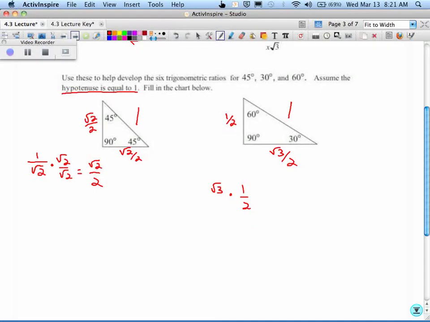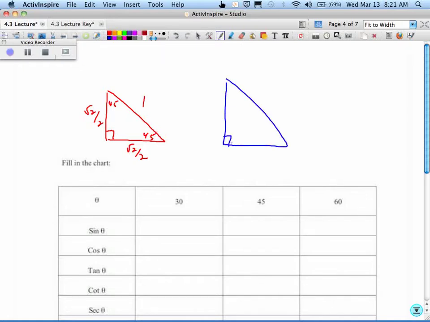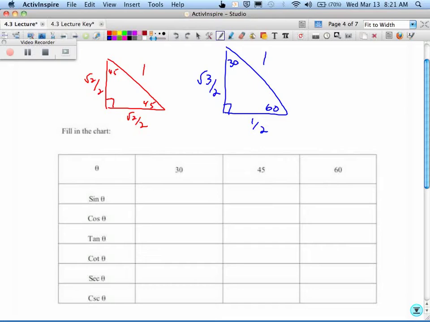I can't remember how your packets are set up. I think you guys have the table there. So I'm just redrawing it quick. 1, root 2 over 2, root 2 over 2. These are 45. And if I have a 30, 60, 90, 1, 1/2, root 3 over 2. Okay. So we're going to fill in some of the table. I won't fill in all the table, but we're going to start with sine.